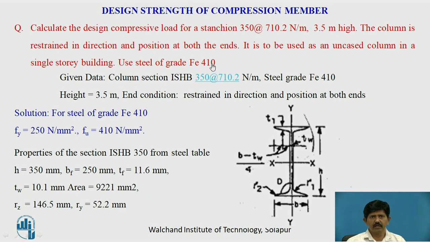So here, according to this given data, the column section is ISHB 350 at the rate of 710.2 Newton per meter. The grade of steel is Fe410. Then height of column is 3.5 meter. End condition is restrained in direction and position at both ends. So going to the solution, we know the grade of steel is Fe410, therefore fy will be 250 Newton per mm square and fu will be 410 Newton per mm square.